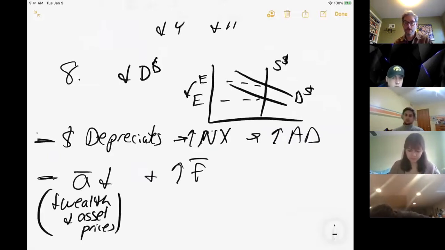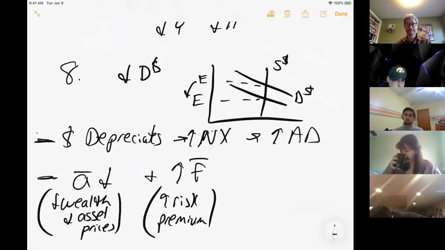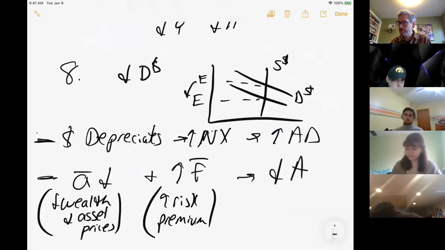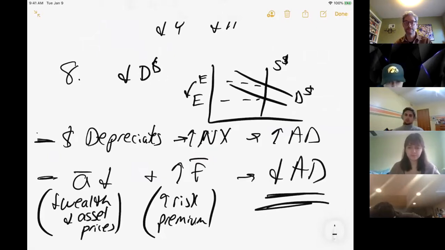As we talked about before when we talked about financial crisis, we also know that probably the risk premium is going to go up. If there's a financial crisis, we know that there's going to be defaults and people are going to see a lot more financial volatility. These things will reduce aggregate demand. And I think it's reasonable to expect that the fall in aggregate demand is going to way outweigh the increase in aggregate demand.